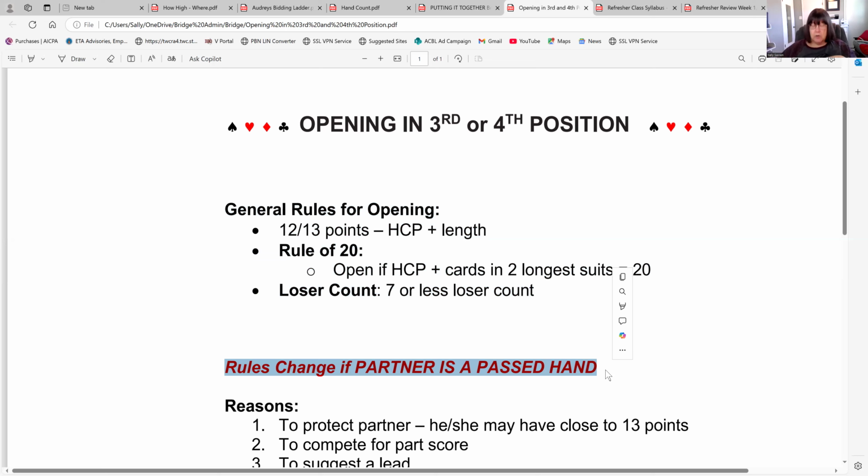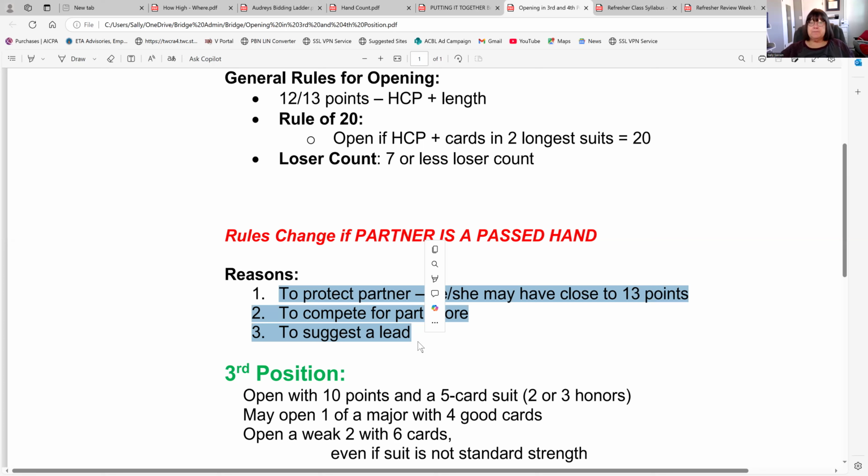Because we would still really like to get into the bidding if we can, you can open with a little bit less. The reason we want to do this is, first of all, to protect your partner. Maybe they couldn't open, but maybe they were very close to an opening. They had 11 or 12 points, but they didn't have the rule of 20. But they still have a good hand. It might be your hand, even though they passed. So that's the first thing.